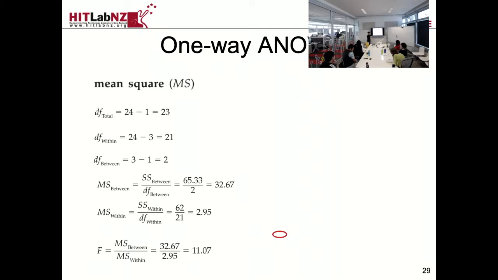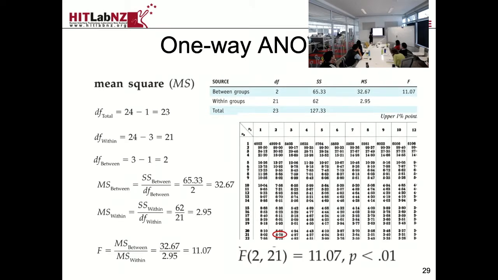So F represents the distribution of the whole data set. Normally, if the F value is larger than 1, then that is significant, we can approve it. But let's look at it more. Finally, we can summarize the data with a table like this.